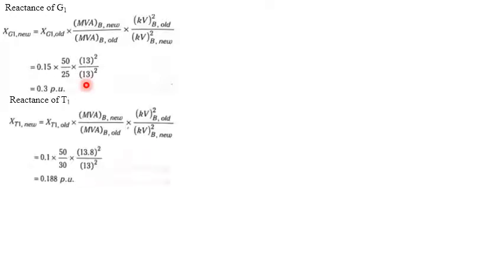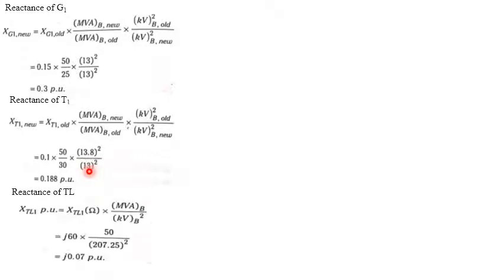Coming to the transformer T1, either you can consider the primary or the secondary, that is, we call it the generator side or the transmission line side. One and the same. So I am considering here the generator side. If you consider the transmission line side, you will get the same values. So it is 0.1, 50 MVA by 30. The old value is 13.8, but the new value is 13. Okay, 0.188 per unit. This is with respect to the transformer T1 primary side.